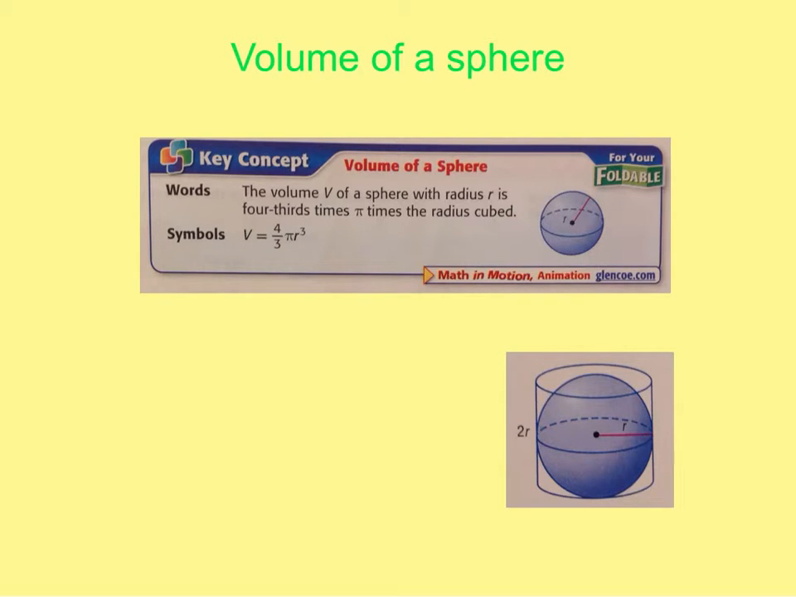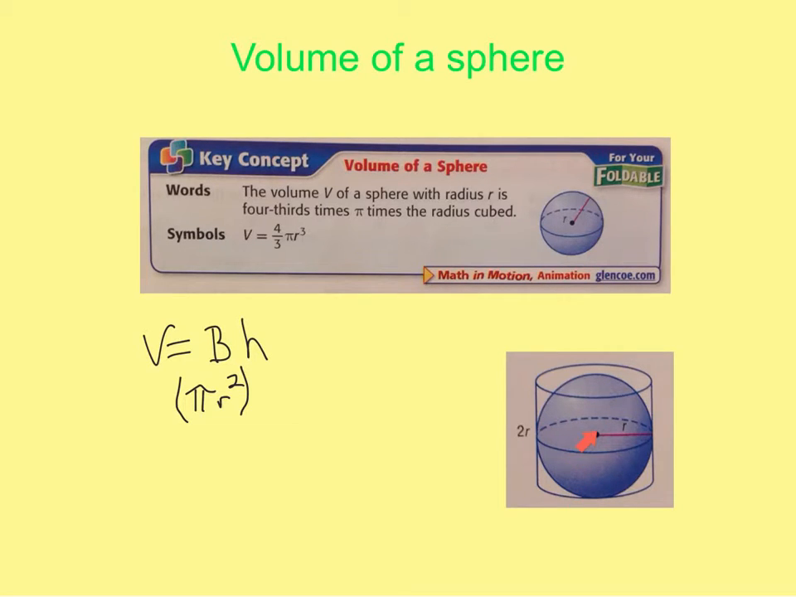So we know that to find the volume, we're going to do volume equals big B times H, and the big B here is going to be the area of this circle. So we know that to find the area of the circle, it's pi r squared. And now we're going to times it by the height. Now the height of this is always going to be twice the radius, right? Because the radius is going to go from the middle point to the outside.